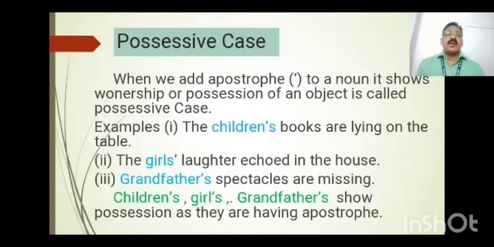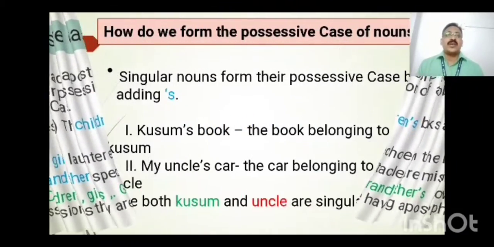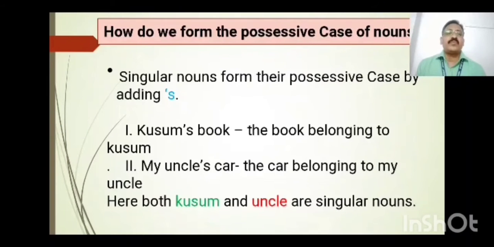Bit number 3. Grandfather's spectacles are missing. Whose spectacles are missing? Grandfather's. Grandfather here is singular, so we just put apostrophe s to it to make it possessive case. So in these three sentences, children's, girls', and grandfather's are in the possessive form as they have apostrophes. Now we will learn how to change a noun into possessive form.